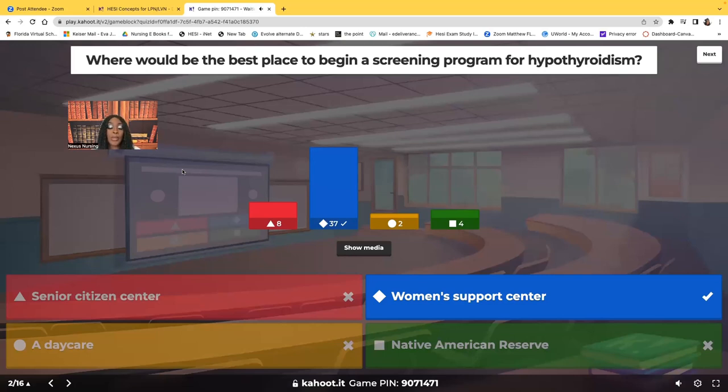Very good, guys. A women's support center. Why? Because when it comes to high risk factors or correlation with hypothyroidism, it's what? Women, right? So it makes sense to do a screening at a women's support center. Senior citizen center would be for diseases or disorders that we see in the geriatric community. Daycare would be for diseases or disorders we see in the pediatric community. Native American reserve would be diseases or disorders we see with that type of population, such as diabetes. But we're talking about hypothyroidism. It would be women's support center.